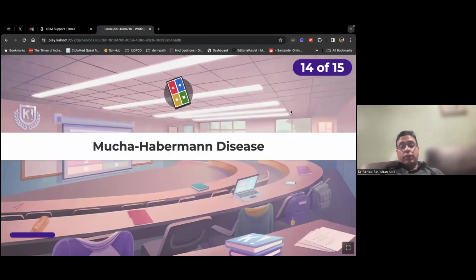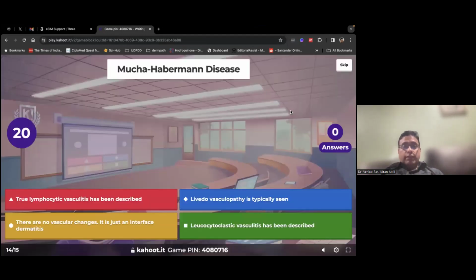Oh, it's multi-select. Sorry. So you can choose more than one correct answer. Multi-select. True lymphocytic vasculitis has been described. Livedo vasculopathy is typically seen. There are no vascular changes, it's just an interface dermatitis. Leukocytoclastic vasculitis has been described. So you can choose more than one answer.